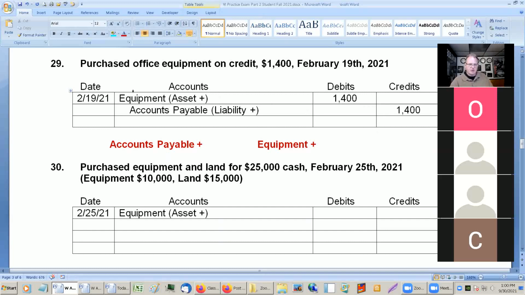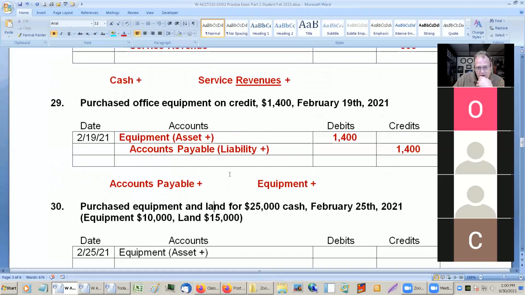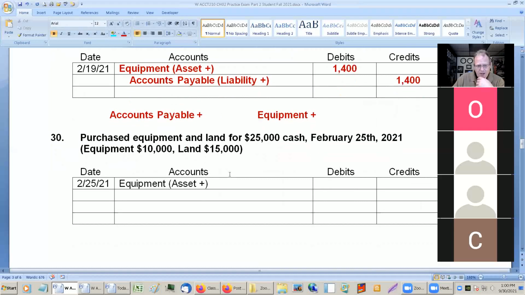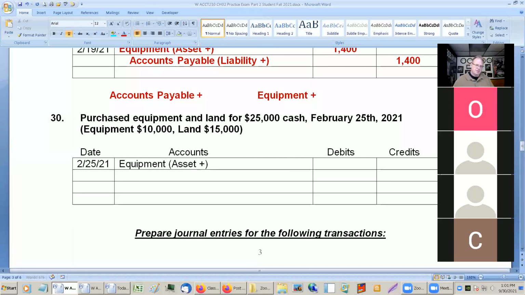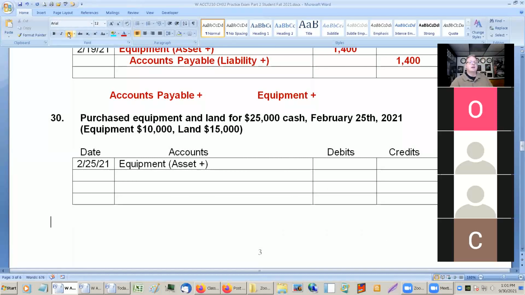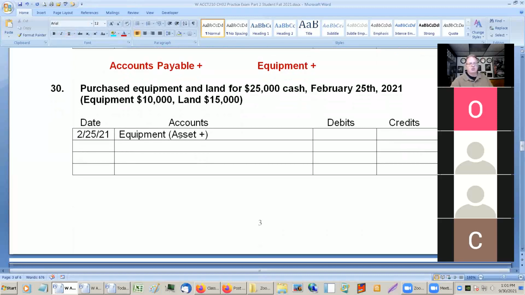And so this next one is not as easy as the other ones because there's three accounts. So you can't just say, okay, equipment's a debit, so land is a credit. It doesn't work that way. You've got to chug through these a little bit more. Okay, land and equipment. Let's take that underline off. Okay, so we have equipment.